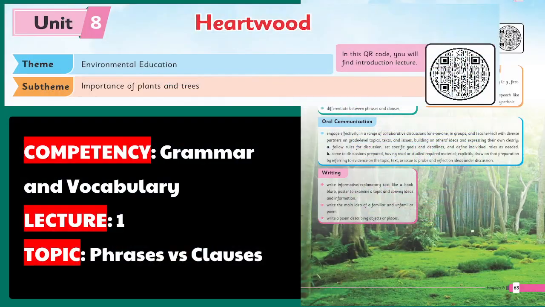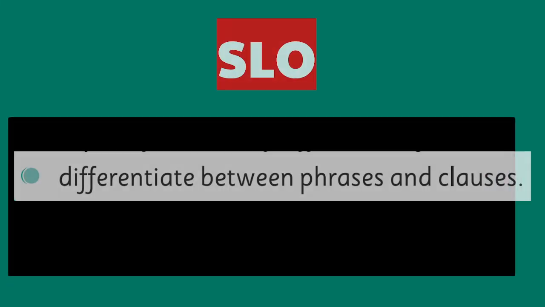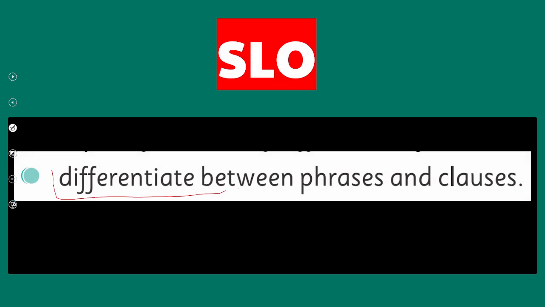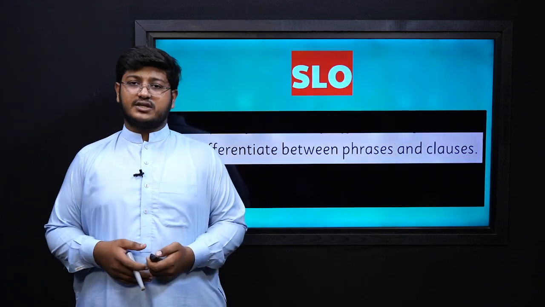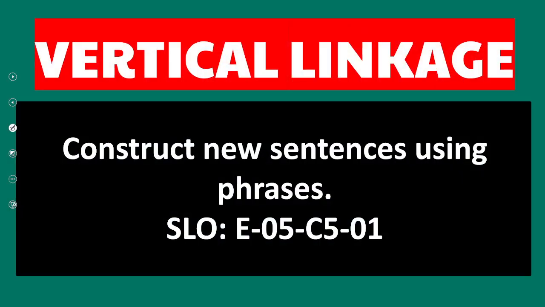So we have to learn about the competency of grammar, and it's our lecture 1, and the lecture is actually centered upon phrases and clauses. So let's read the SLO. The SLO is: differentiate between phrases and clauses. In this SLO, we will try to understand what phrases are, what clauses are, and how they are different from each other. So here is the vertical linkage in the previous classes.